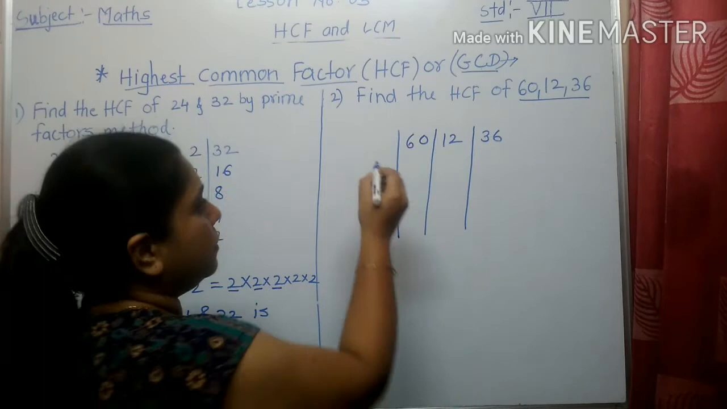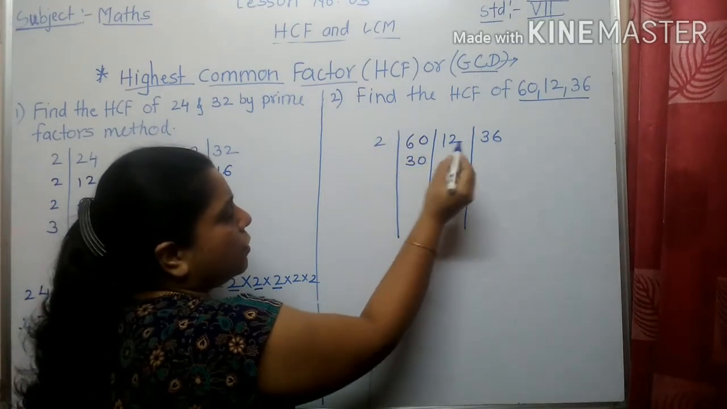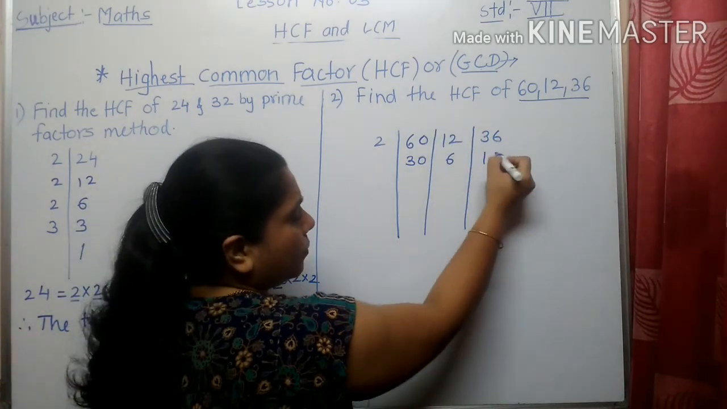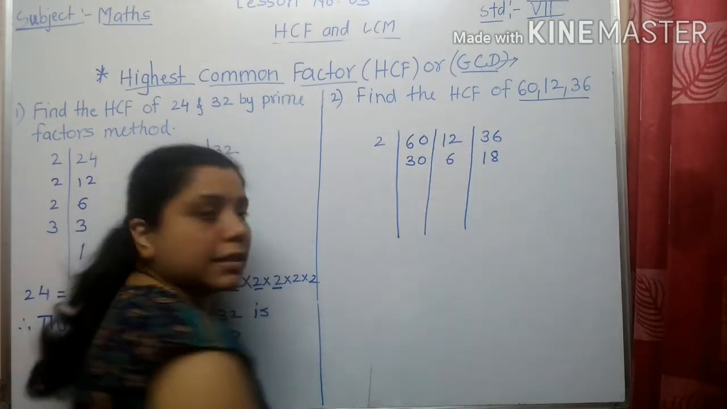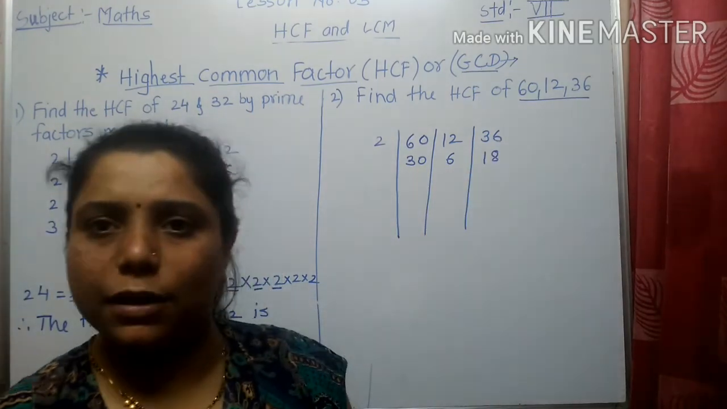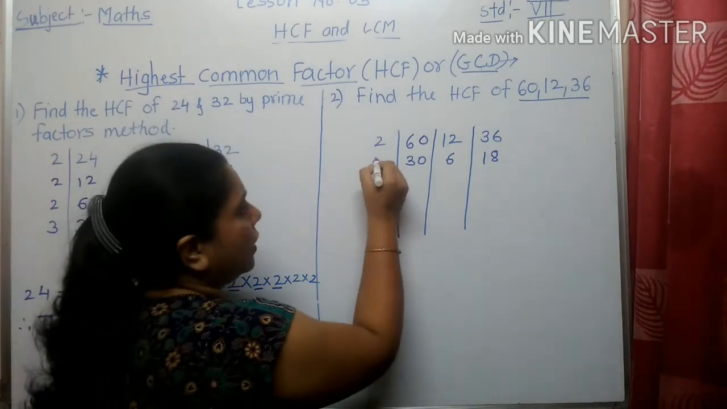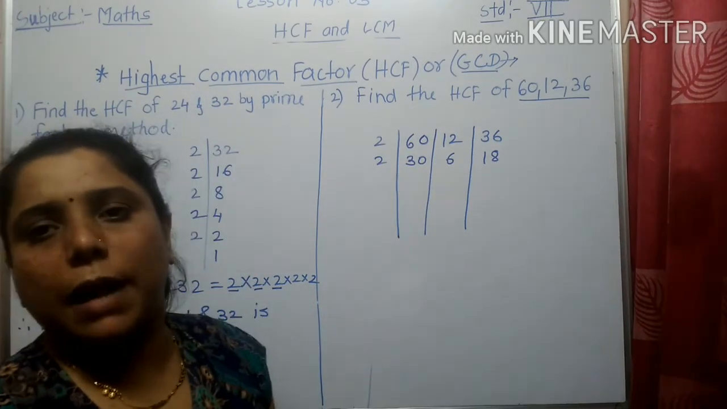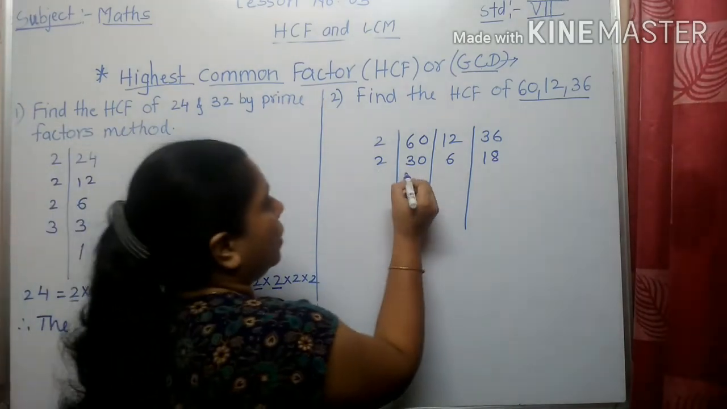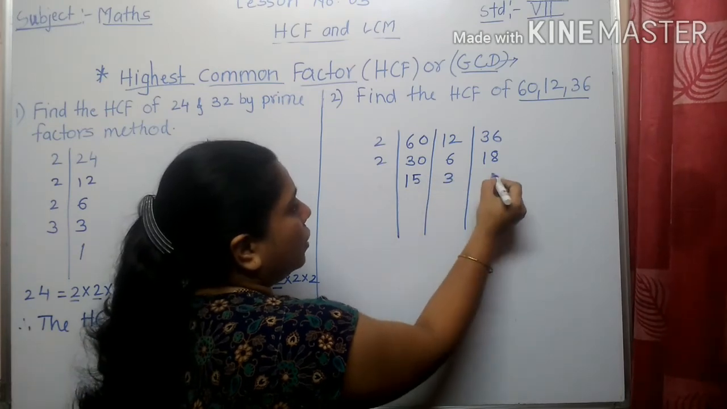2 should be the divisor, so I will write here 2. 2 3s are 6, 2 0, then 2 6s are 12, 2 1s are 2, then 2 8s are 16. Again, all these 3 numbers are divisible by 2. So again I will divide by 2 over here. So my next prime factor will be 2. Understood? So see, 2 1s are 2, 2 5s are 10, 2 3s are 6, 2 9s are 18.